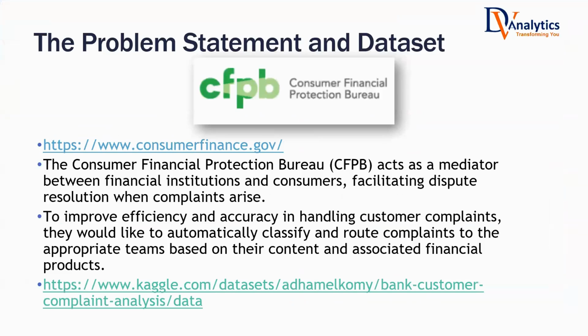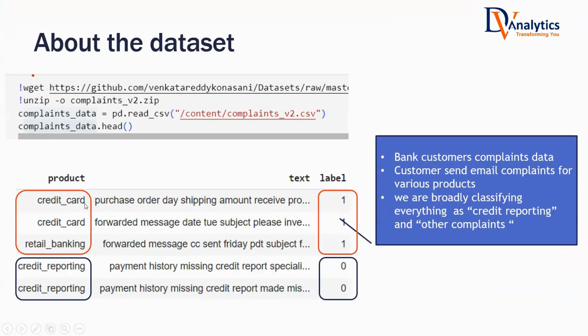Now the data looks like this. You have complaints related to credit cards, you have complaints related to retail banking, you have complaints related to credit reporting. Most of the complaints are related to this category called credit reporting. To make this simple, I have combined everything into 2 classes. Class 1 is credit reporting, class 2 is credit card, retail banking, etc., everything other. So class 2 is other, class 1 is credit reporting, just for the sake of simplification.